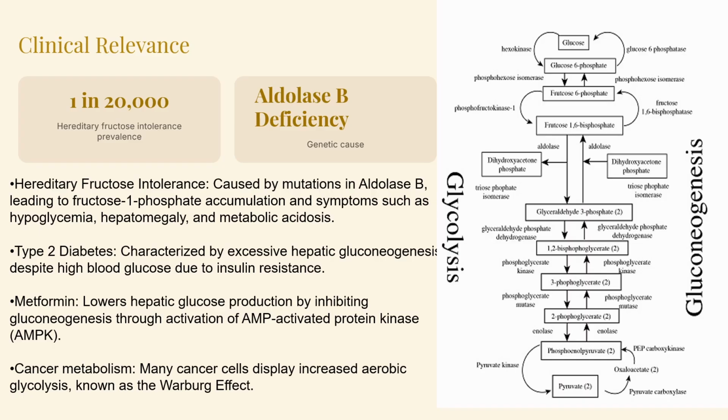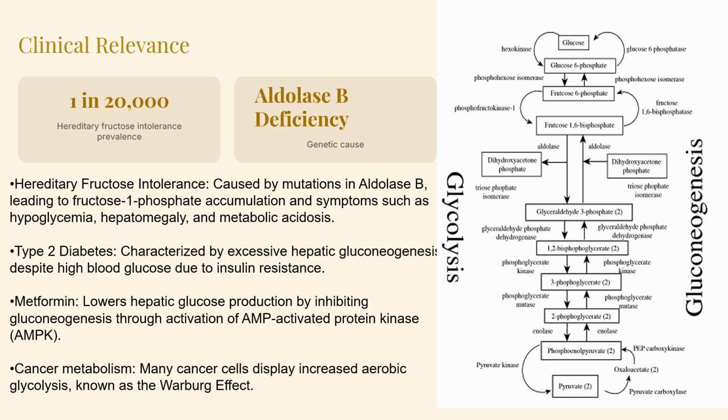Understanding the regulation of glycolysis and gluconeogenesis is not only important for basic biochemistry, but also has significant clinical relevance. Many diseases involve disruptions in these metabolic pathways. One example is hereditary fructose intolerance, a genetic disorder caused by mutations in the enzyme aldolase B. Normally, aldolase B helps break down fructose 1-phosphate in the liver during fructose metabolism. When the enzyme is defective, fructose 1-phosphate accumulates in liver cells.